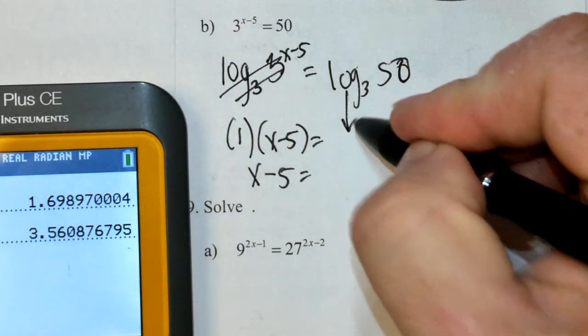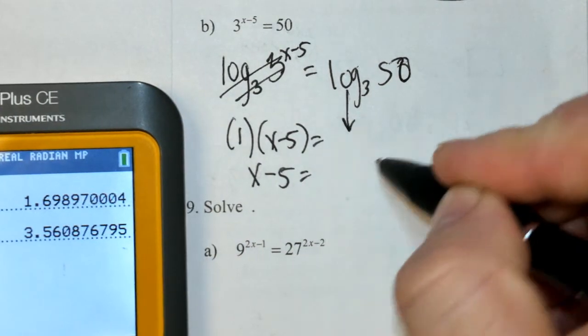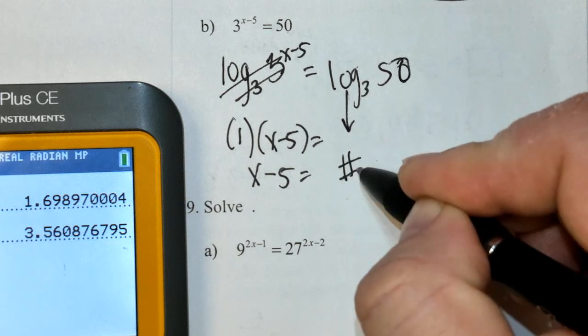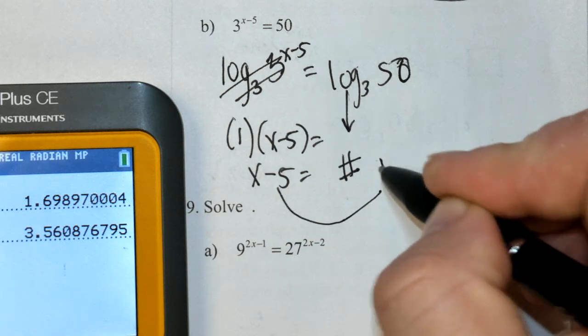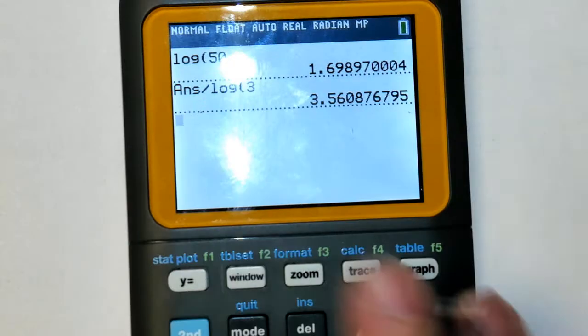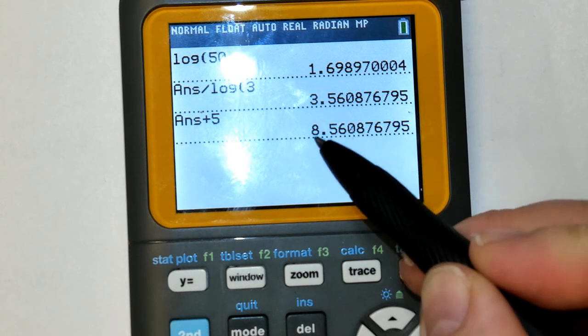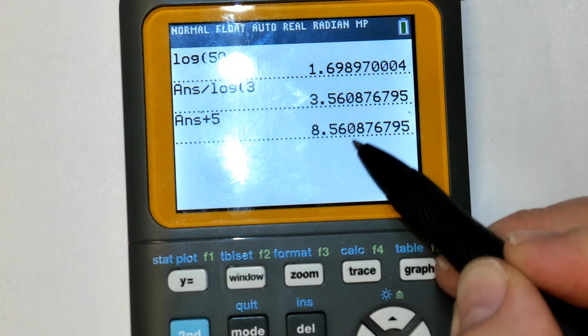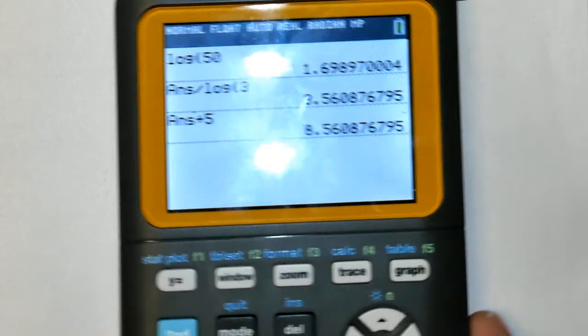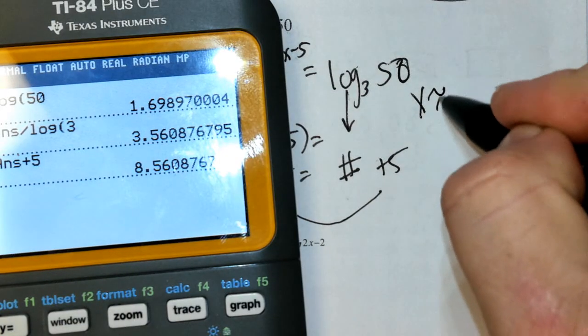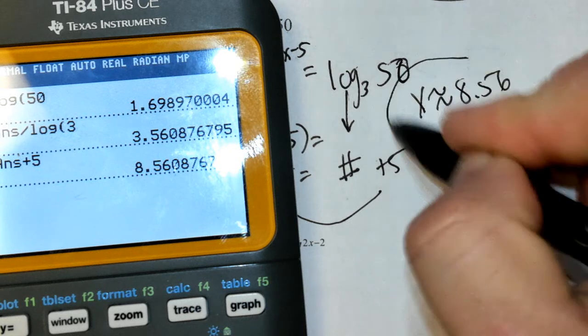I'm just going to pull that down here. Now, what do I do to get the x by itself? I'm going to take whatever that value is on my calculator, and I need to add 5 to it. So I have this value, I add 5 to it, and now I need to round, as the directions say, to the nearest hundredth. So 8.56. Behind it is 5 or less. I do need to show that it was rounded, 8.56 approximately.